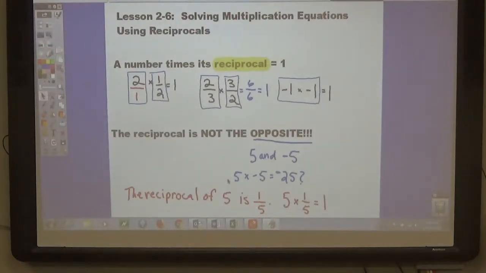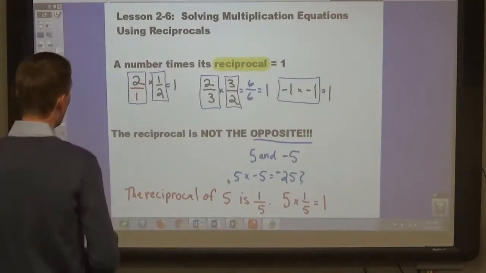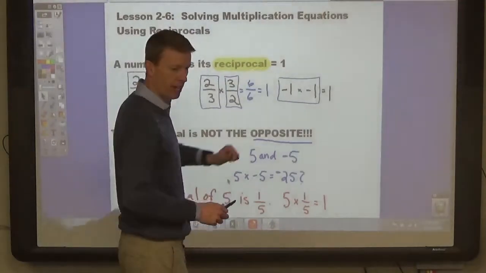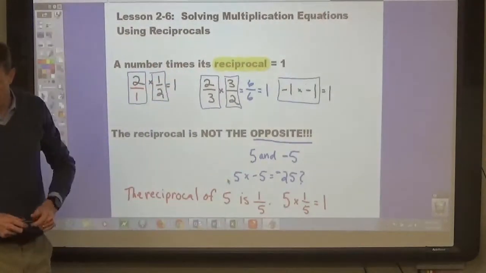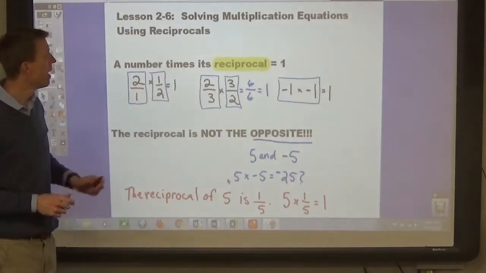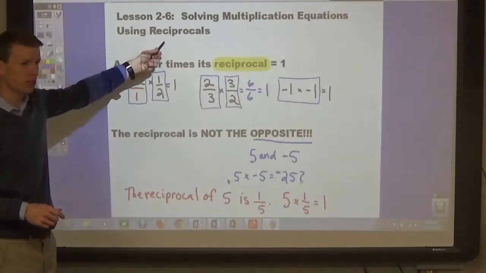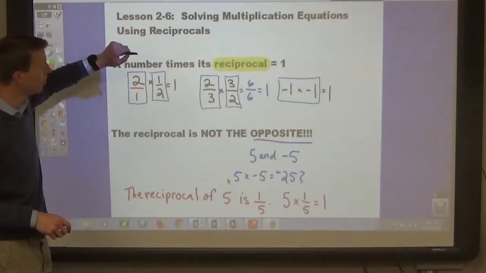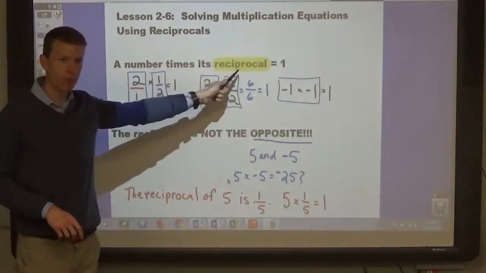So in lesson 2.6, we're going to be solving equations that have a coefficient next to the variable, meaning it has a number next to the variable. All right? And we're going to be using reciprocals to do this. So this is the first thing I want to review with you, is what a reciprocal is.